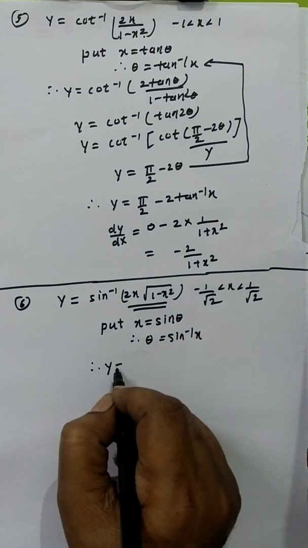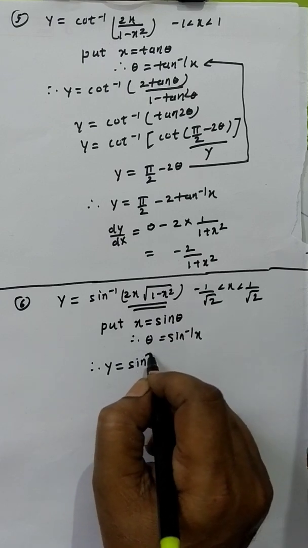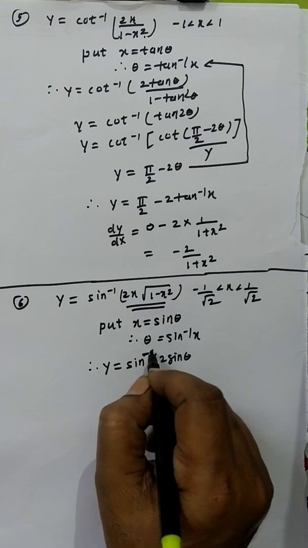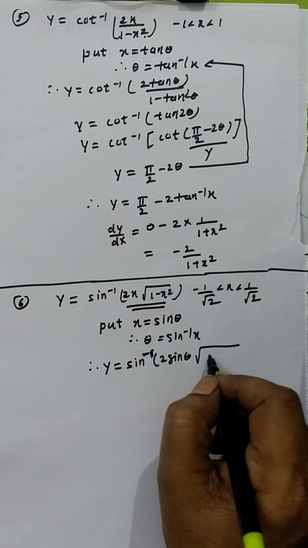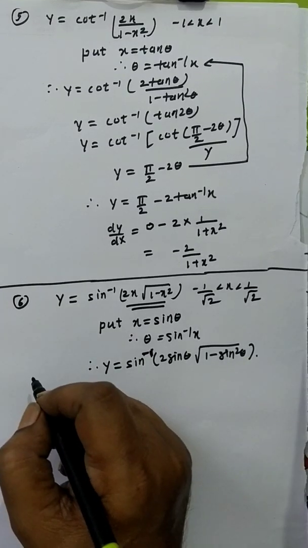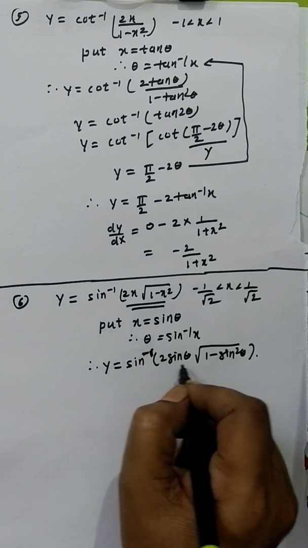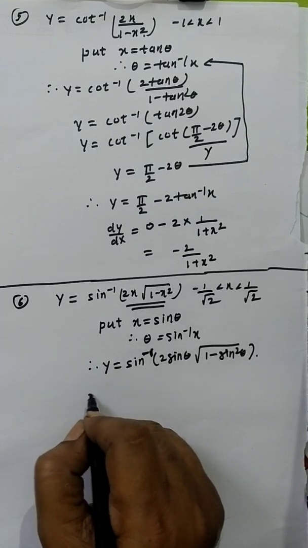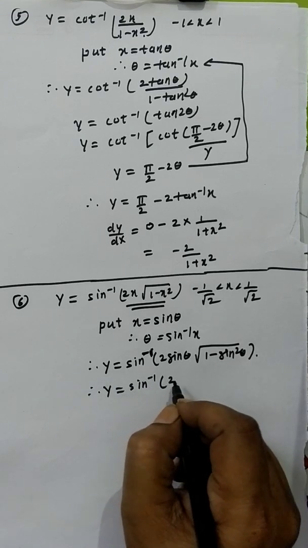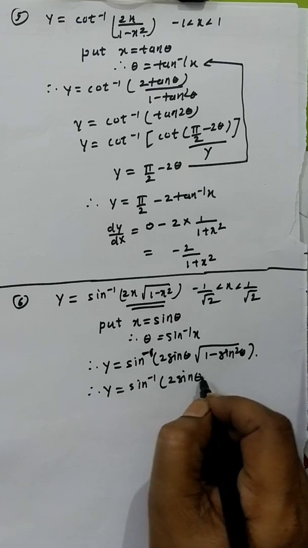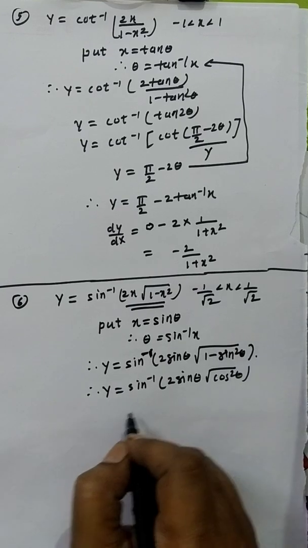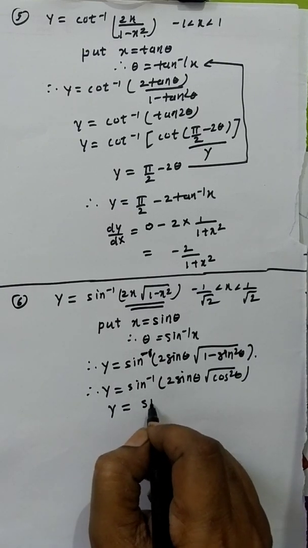Therefore y equals sine inverse of 2x, which is 2 sine theta, into root of 1 minus x square, which is 1 minus sine square theta. Now the whole sum is converted to y is equal to sine inverse of 2 sine theta into root of 1 minus sine square theta. Therefore y equals sine inverse of 2 sine theta into root of cos square theta. But what is root of cos square theta? Root of cos square theta is cos theta.